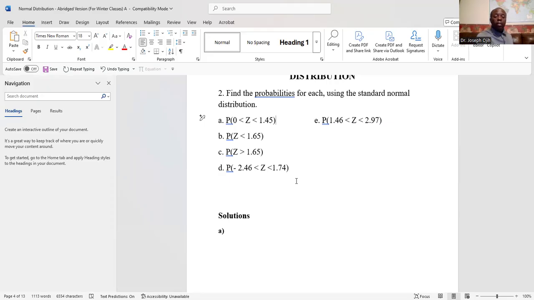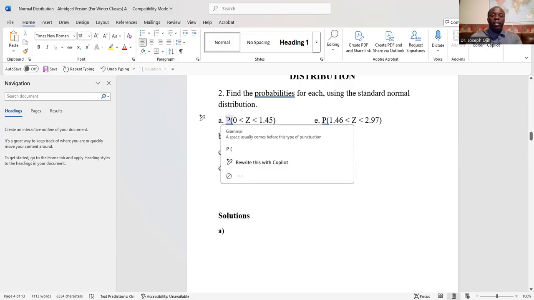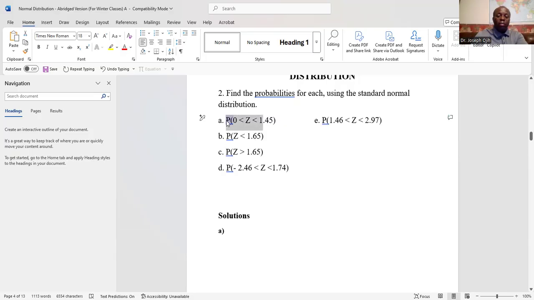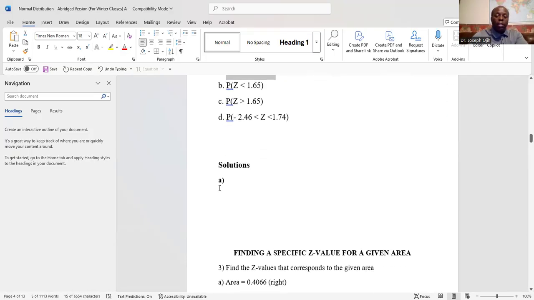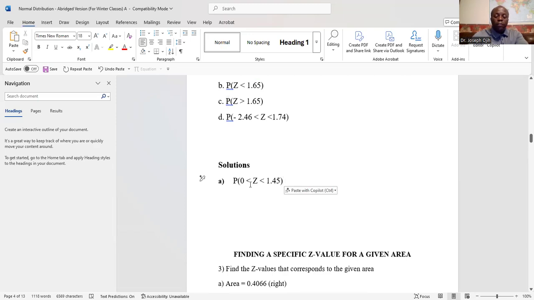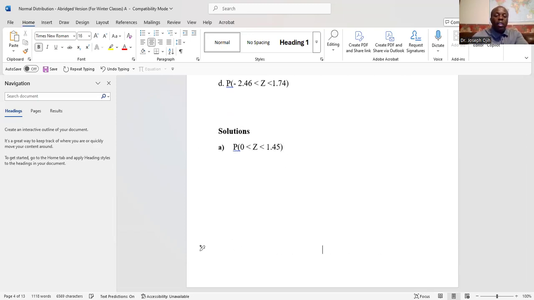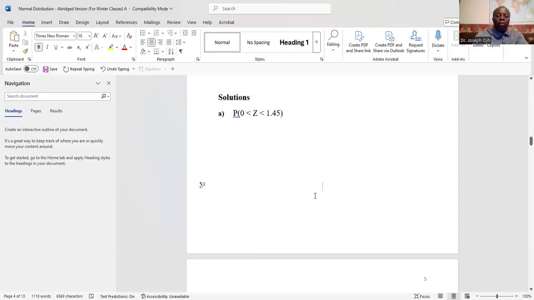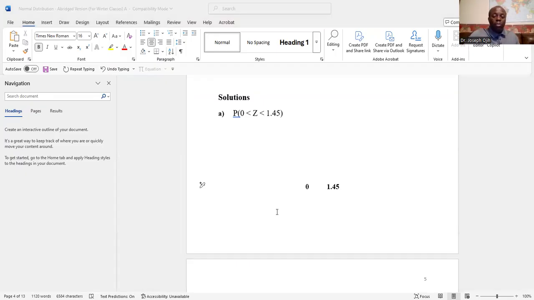It's P of zero less than z less than 1.45. What it means is to find the probability between 0 and 1.45 under the standard normal curve. Let me write it right here. The first thing, to make it easy for you to understand what to do, it's always better to draw the diagram of the curve, 0, 1.45. After that, you can figure out what kind of formula to use.